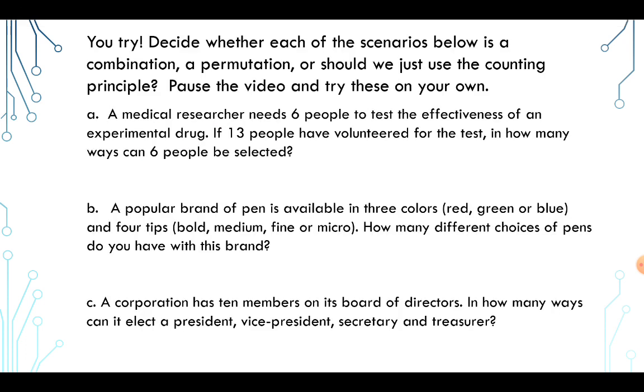All right, I want you to try. I want you to decide whether each of the scenarios below is a combination, a permutation, or should we just use the counting principle. Please pause the video and try these on your own. Go.